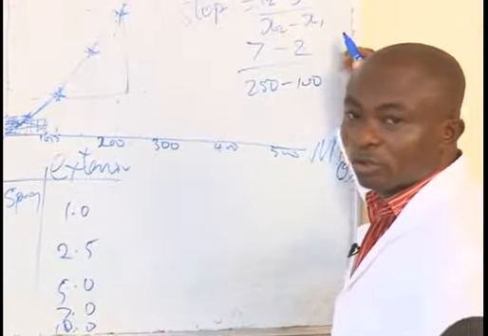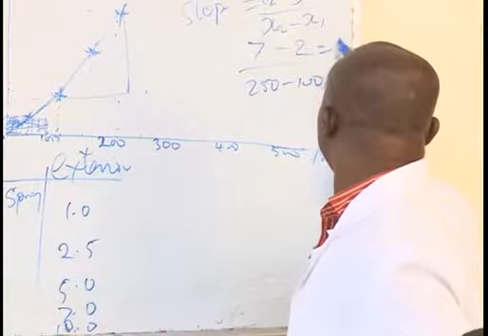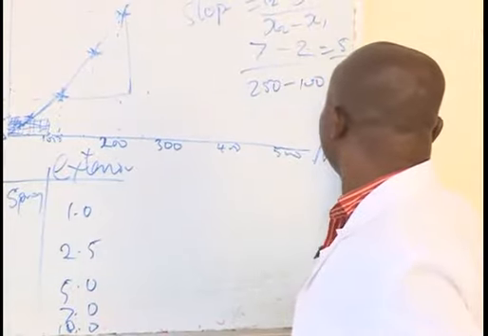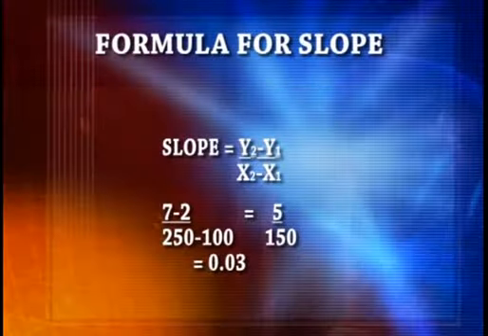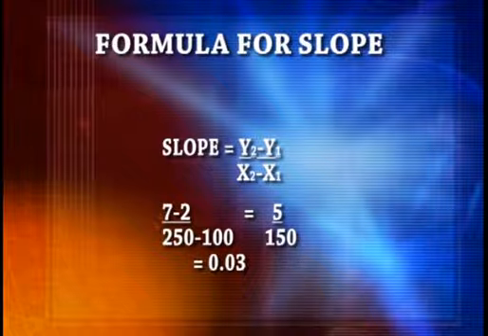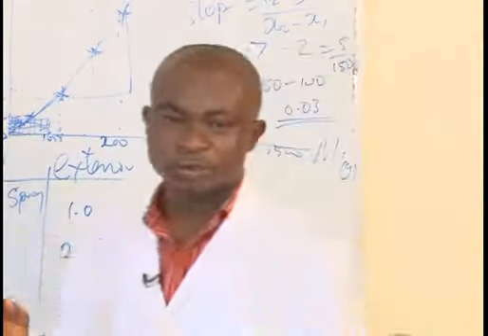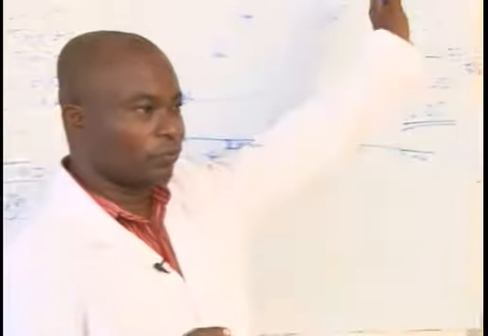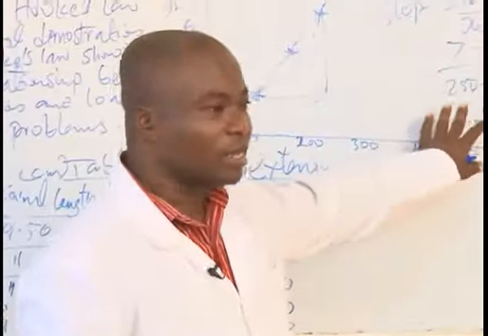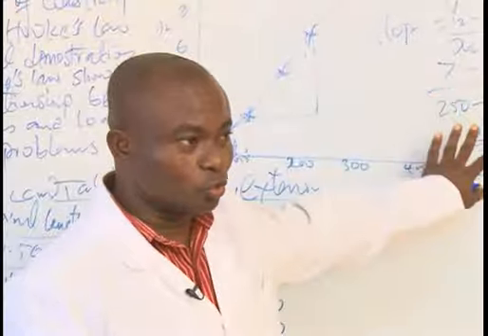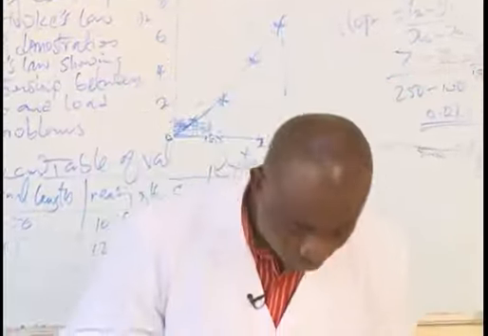So 7 minus 2, what do you have? 250 minus 100. So 5 divided by 150, what do you have? 0.033. This is the slope, the value for the slope. So with this, we've arrived at the answer. That is the slope. So let's go back to some mathematical expressions on Hooke's law.